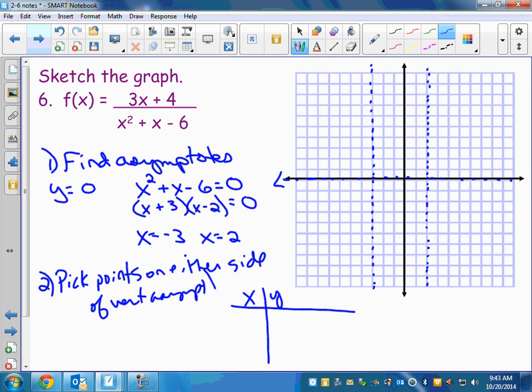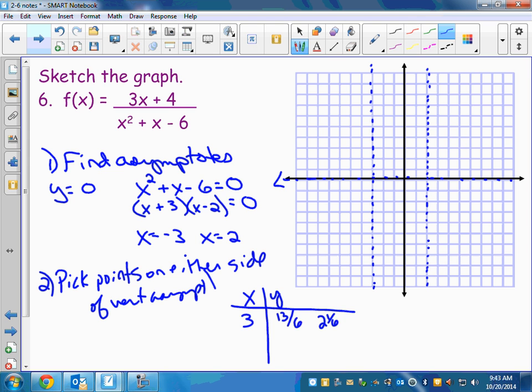So I'm just going to pick 3 for x. And it's kind of a pain when there's lots of x's in the problem, but you can use your calculator, or you can just actually figure it out. If we plug 3 in the top there, we're going to get what? 9 plus 4, which is 13. And if we plug 3 in the bottom, we're going to get 9 plus 3 is 12, and 12 minus 6 is 6. And 13 over 6 is 2 and 1/6.